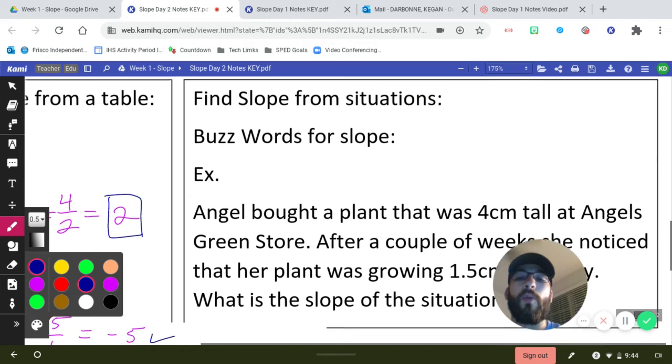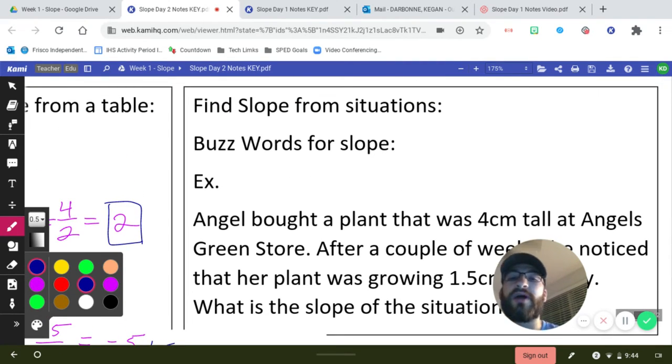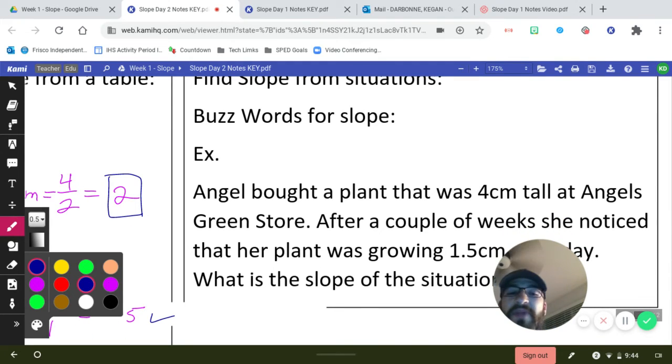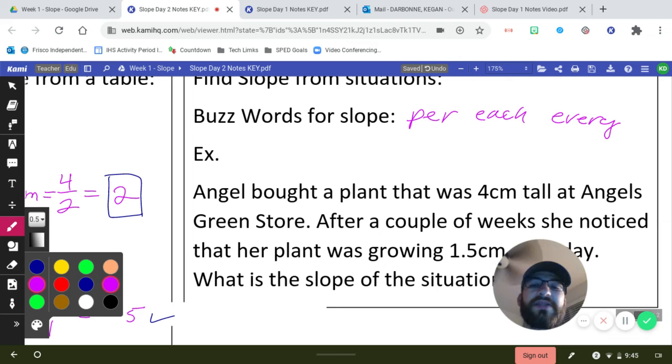Okay, so what I mean by buzzwords, words to look for, the biggest one that you probably heard a lot in middle school is going to be per. Okay, so something per something. Because that's representing that y per x, or, as we talked about a little bit with our independent and dependent, that independent to dependent. Okay, that change in y over change in x. So per, each, every. These are all some pretty big buzzwords that are going to mean slope.